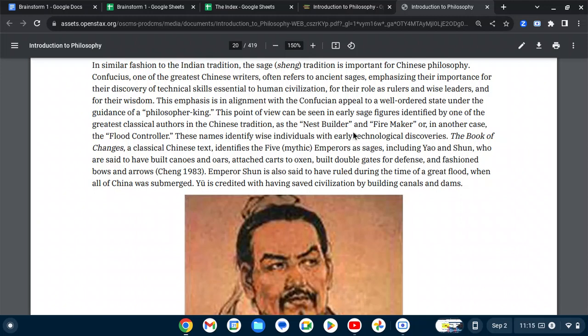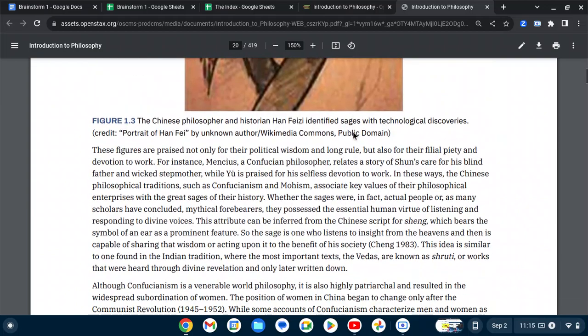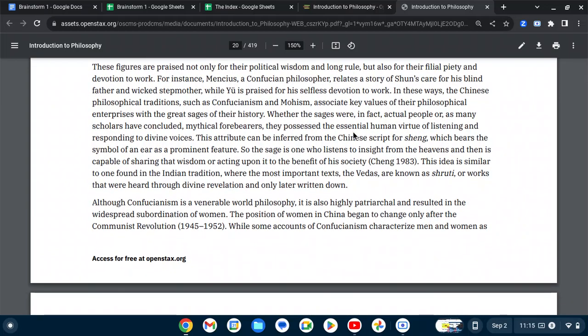Emperor Shun is also said to have ruled during the time of a great flood when all of China was submerged. Yu is credited with having saved civilization by building canals and dams. These figures are praised not only for their political wisdom and long rule, but also for their filial piety and devotion to work.